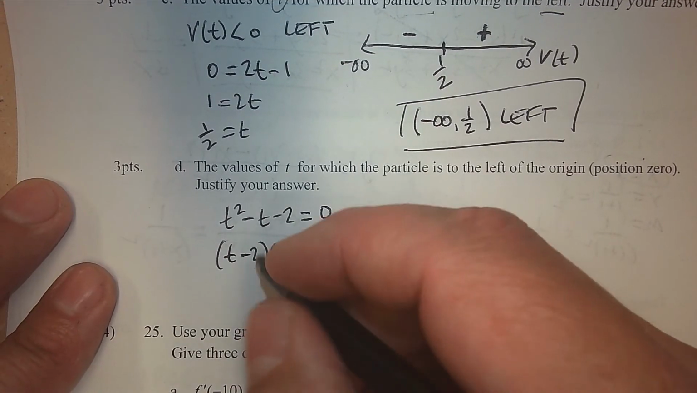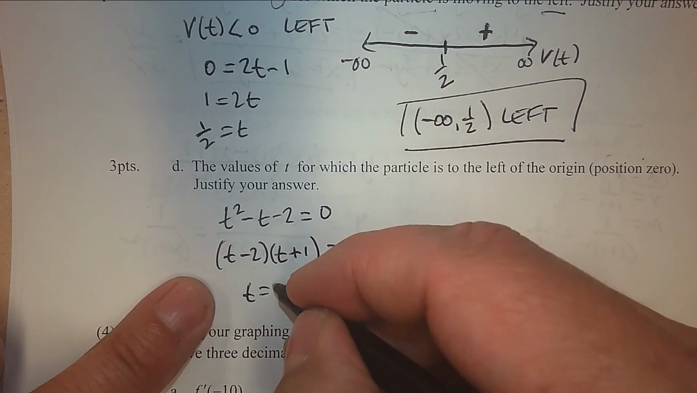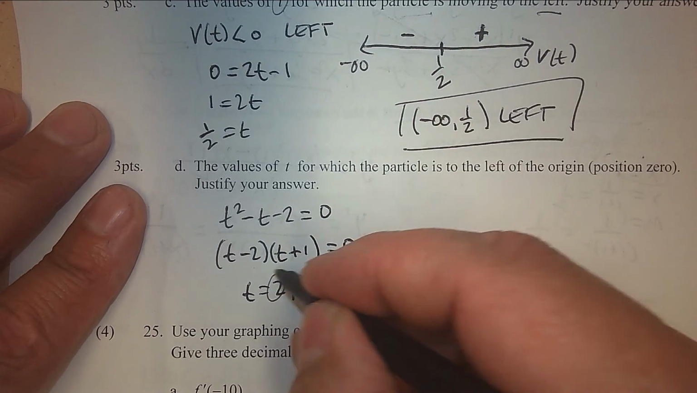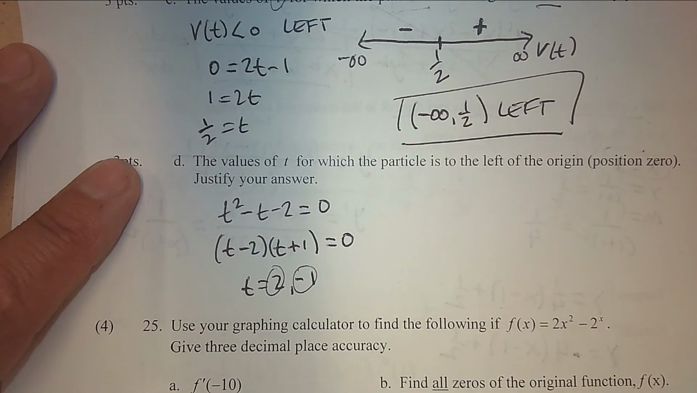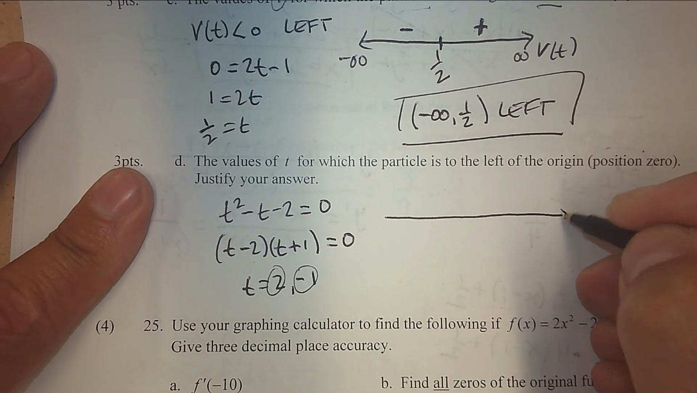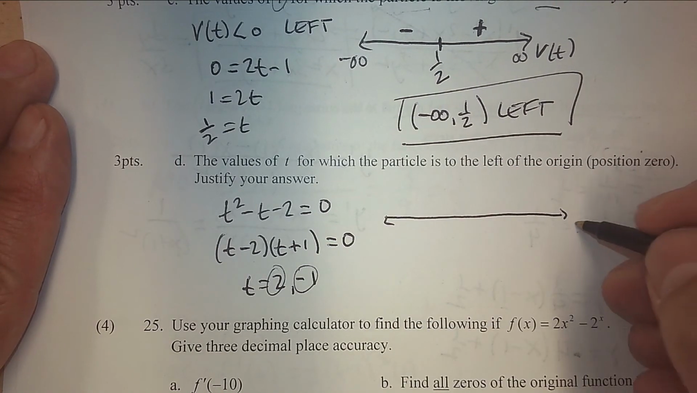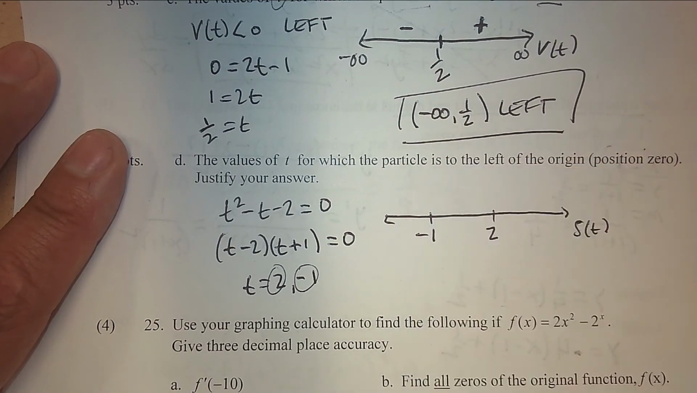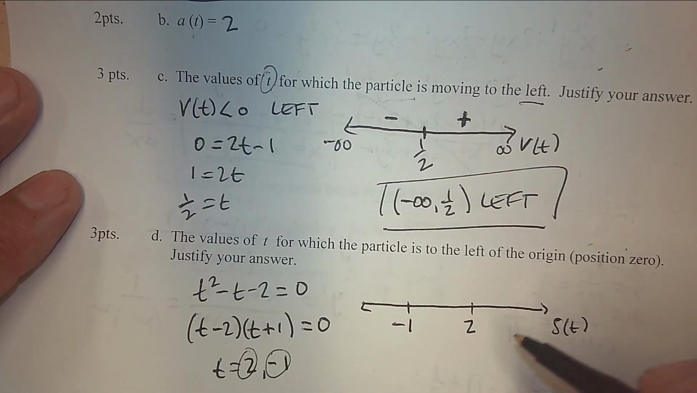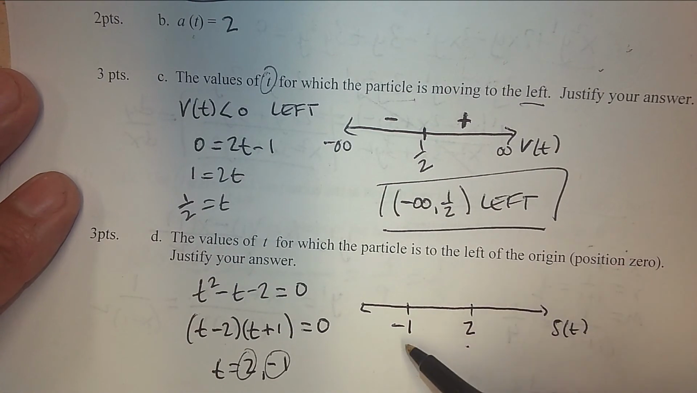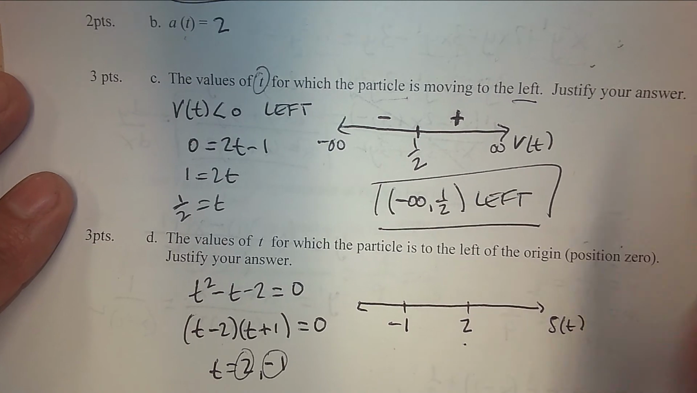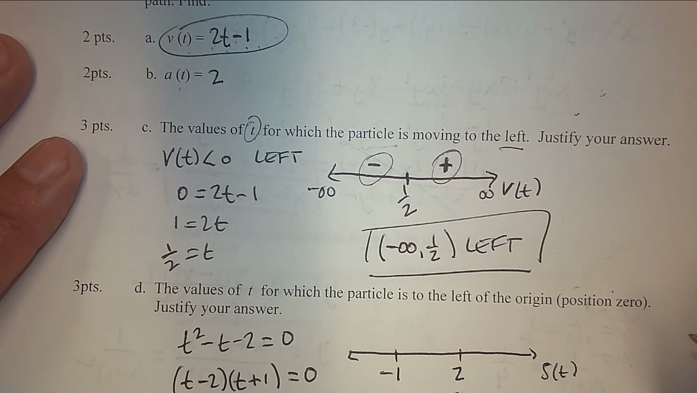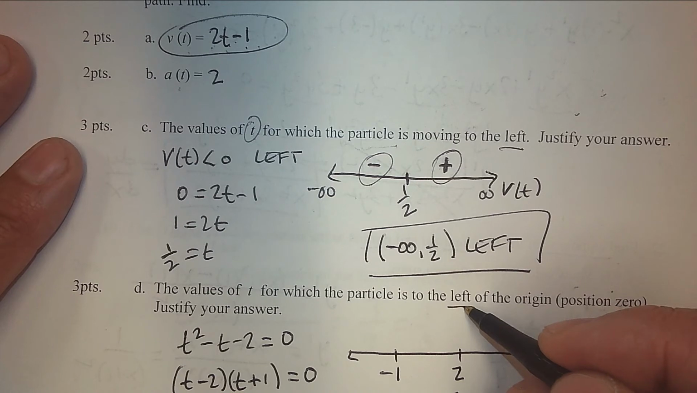So from the first factor, you get the answer 2, and from the second one you get the answer negative 1. So at those times, it's at the origin. So if I did a number line for that, so when t equals 2 and when t equals negative 1, then we're at 0 on the number line. This tells me what direction the particle is going. And so I want to know when it's left of the origin. So let's first start at 2.